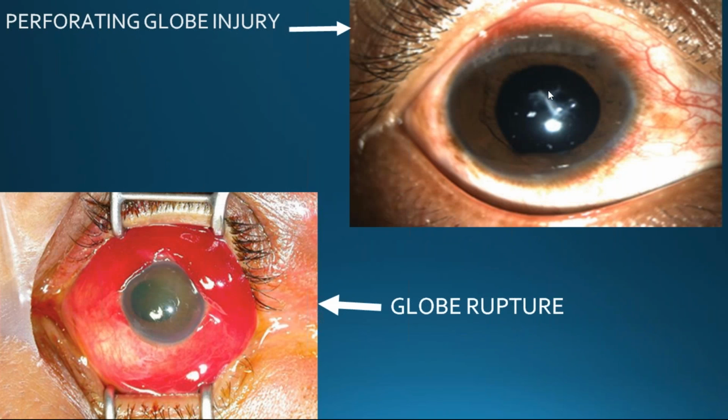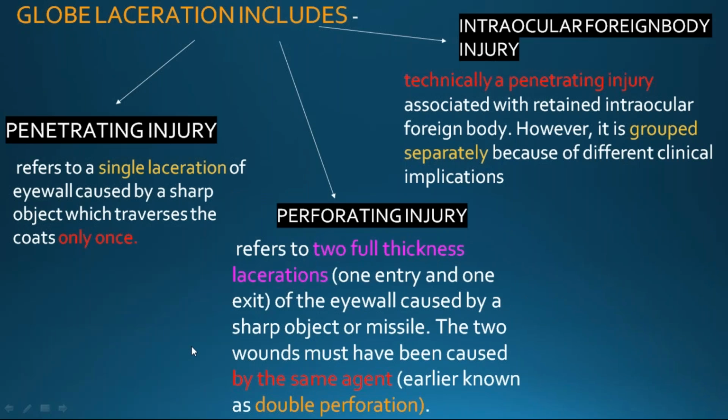This is a perforating globe injury. You can see the central corneal perforation. This is the subconjunctival hemorrhage with globe rupture. The lens is in the anterior chamber; you can see that grayish white opacity in the anterior chamber. This is the dilated and distorted pupil. You can see some hypotonia also. Here the shape of the eyeball is maintained, whereas here the shape of the eyeball is not maintained. You can see the hypotonia.